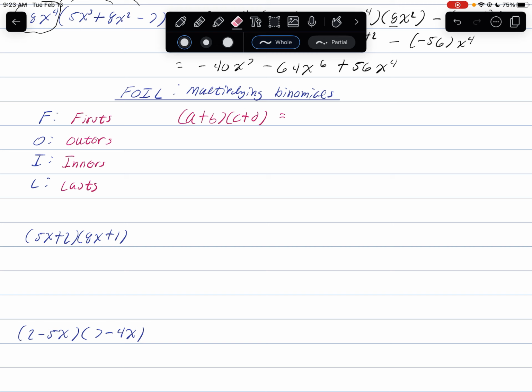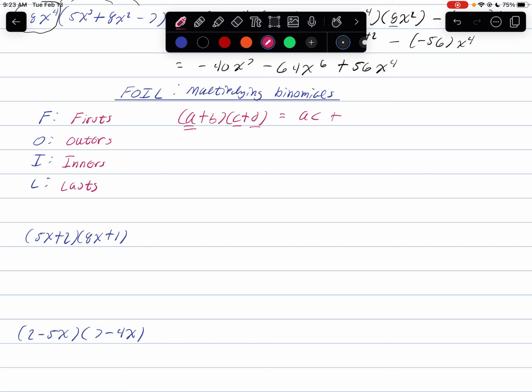So to start with, if we want to use the FOIL technique, we'll start by multiplying together the firsts. So here we have the first terms. The first terms are a and c. So we'll multiply a and c. So a is the first term of this binomial, and c is the first term of this binomial. Then we're going to multiply our outers. So here, that would be a and d.